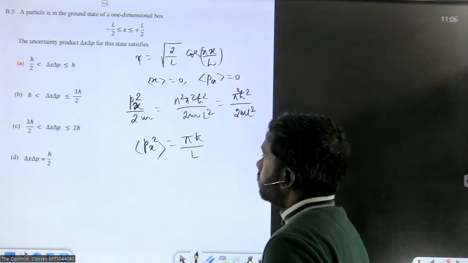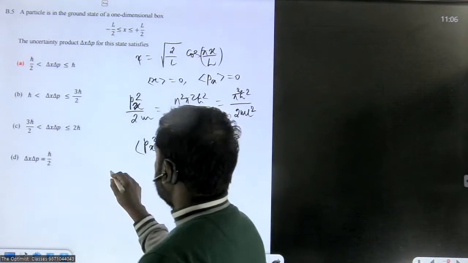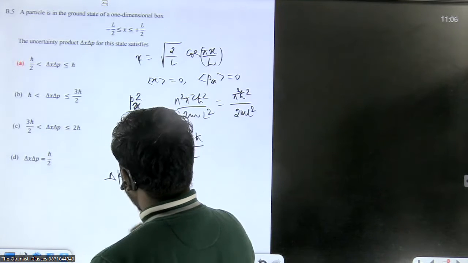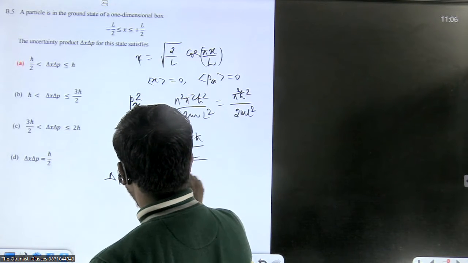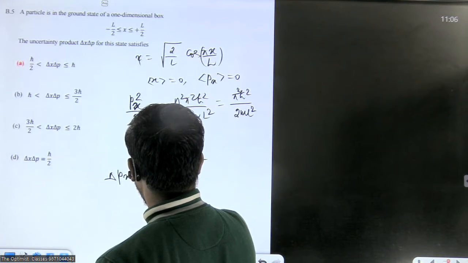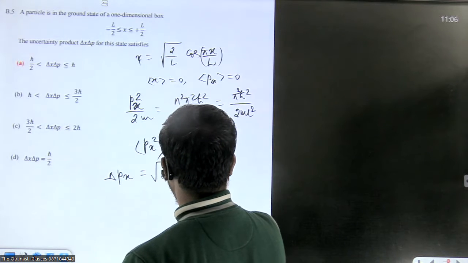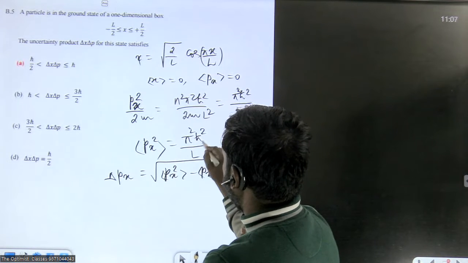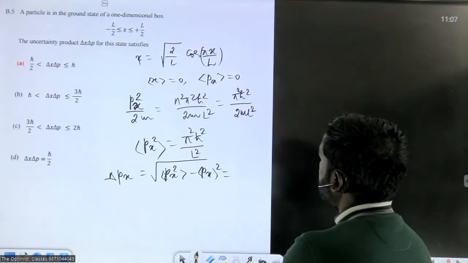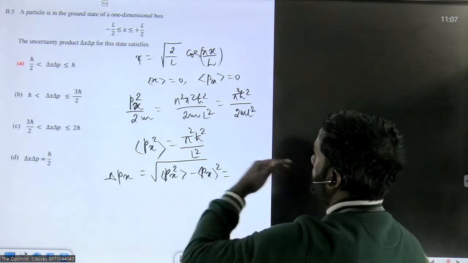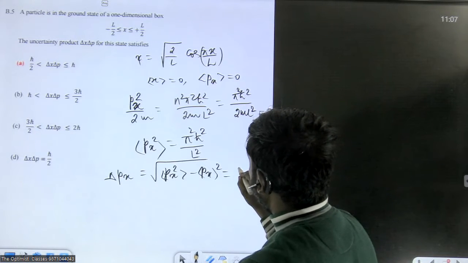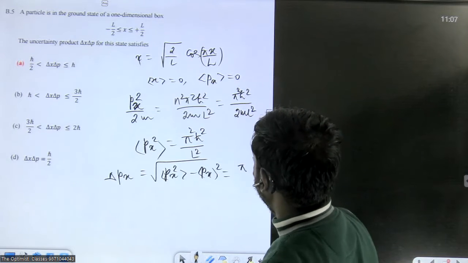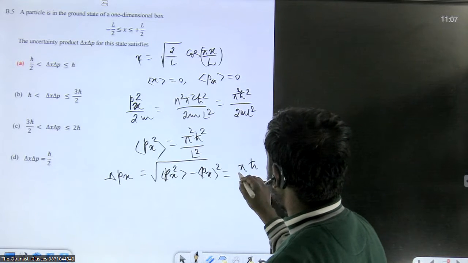So that is actually the expectation value of px square. From here we can calculate the uncertainty delta px. Delta px is equal to root under px square average minus px average whole square. Sorry, here there is pi square h bar square upon L square, 2m got cancelled. So if you put px square average, you get this, and px average is 0. So you get pi h bar divided by L.